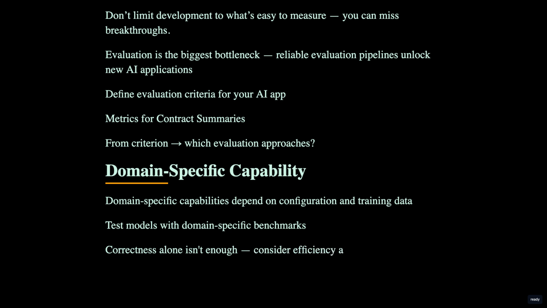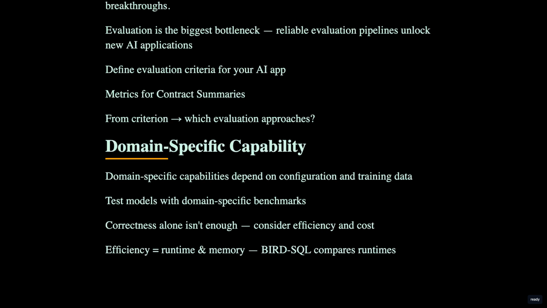We often judge models by functional correctness, but that's only one axis. A generated program or SQL query can be technically correct, yet unusable if it runs too slowly or uses too much memory. So we also need to evaluate efficiency and cost for real-world use. Efficiency is measured by concrete resources like runtime and memory, not just whether the query returns the right results. BIRD-SQL, Li et al., 2023, scores models on execution accuracy and on efficiency by directly comparing the runtime of the generated SQL to the runtime of the ground truth SQL.